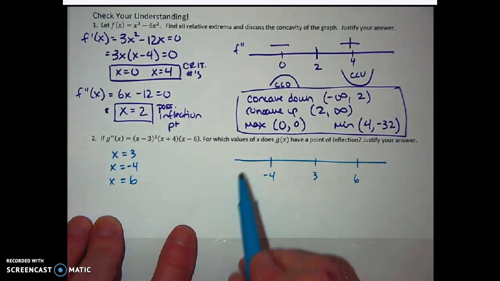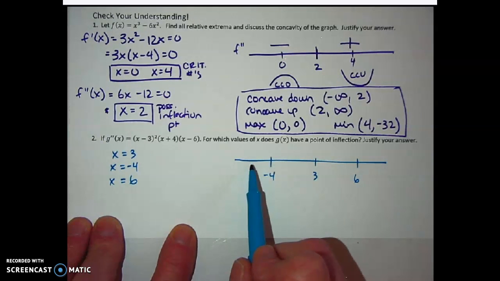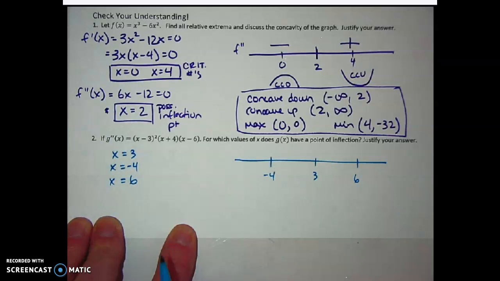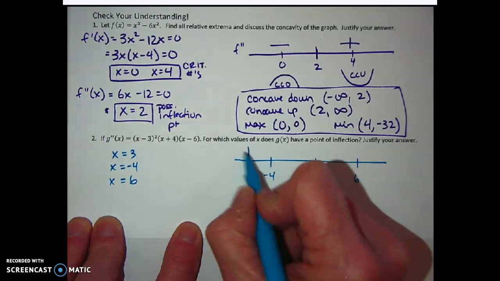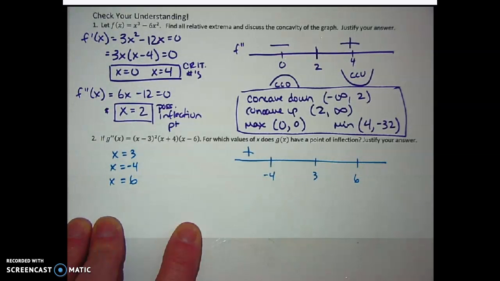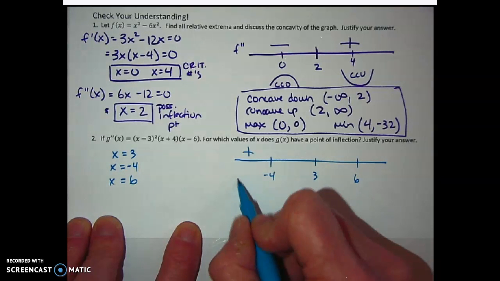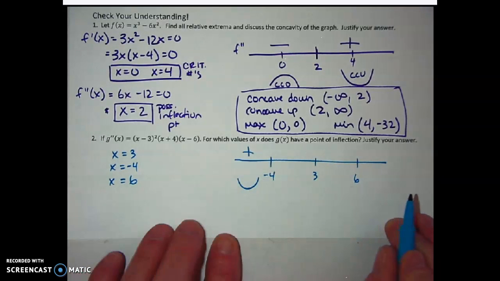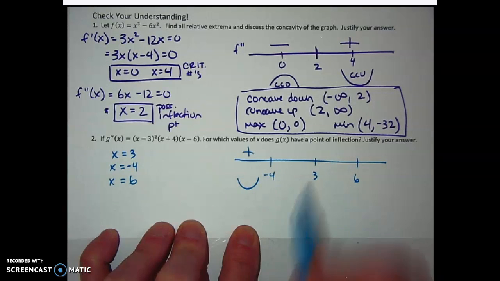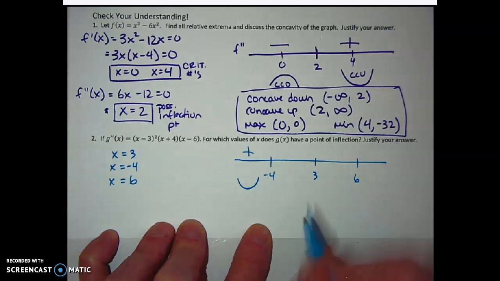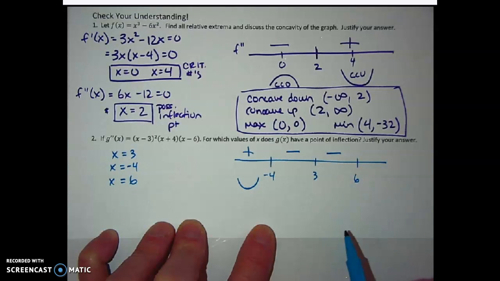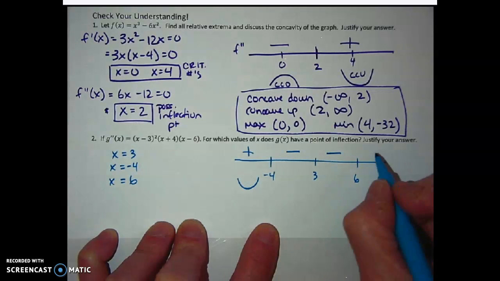If I then plug in values from each of these intervals, if I plug in a value that's less than negative 4 into my second derivative, I'm going to get a positive number. That means that this interval is concave up. If I plug a number in between -4 and 3, so if I plug in 0, I get a negative. If I plug a number in between 3 and 6, I also get a negative. And if I plug a number in between 6 and infinity, I'm going to get a positive.